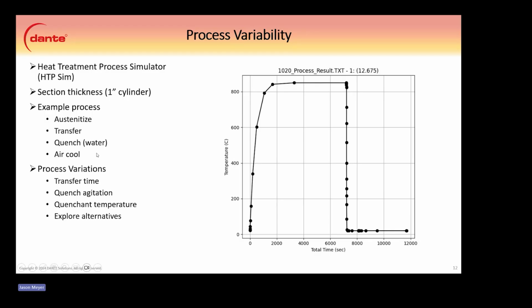So that's described in the example process here. And then the variations we can look at here is the transfer time. So up here, we're going to see a little bit of change when we adjust the transfer time. We can also look at the quench agitation, so we can go a little slower, a little faster on the HTC that we have. And we can see the sensitivities basically on that. We're going to look a little bit at the quenching temperature, and then we're going to explore some alternative processes, whether, if quenching in water wasn't sufficient, maybe quenching in oil may be good, depending on the application.